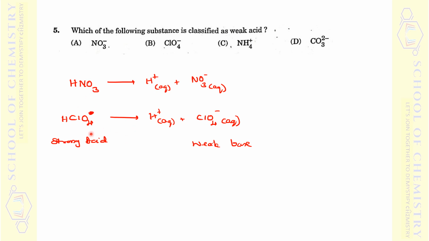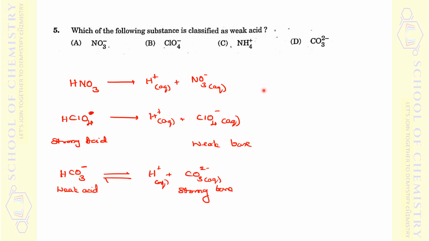HNO3 as well as HClO4 are both strong acids, and when they dissociate, they produce the conjugate base. According to Bronsted-Lowry theory, when the acid is strong, the corresponding conjugate base will be weak. From that theory, we can identify nitrate as well as perchlorate ion to be weak bases. So definitely they are not weak acids, but they are weak bases. That's how these two cannot be the answers.